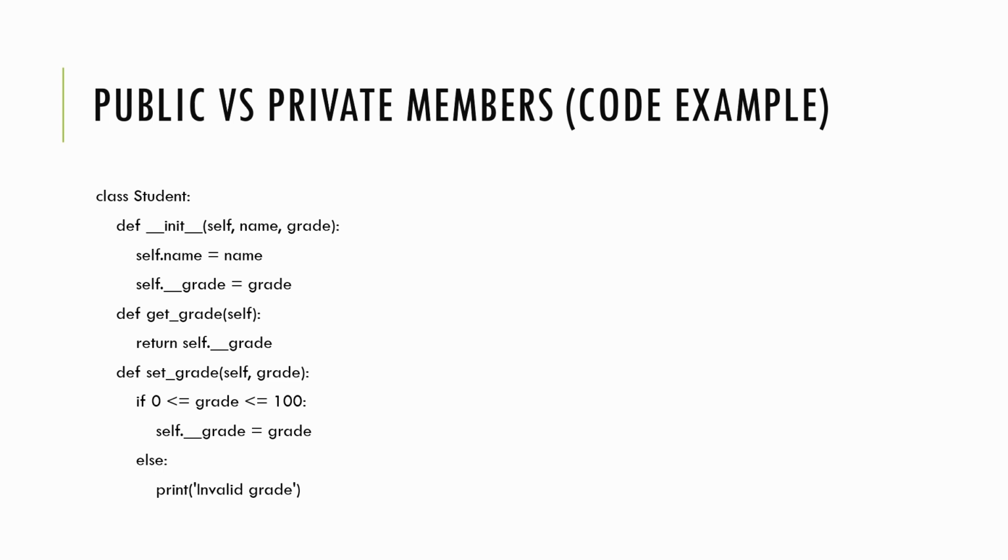Let's look at a code example. Here we have a student class. The name attribute is public, so it can be accessed directly. However, the __grade attribute is private. To access and modify the grade, we use public methods like getGrade and setGrade. This allows us to add validation, ensuring that the grade stays within a valid range.